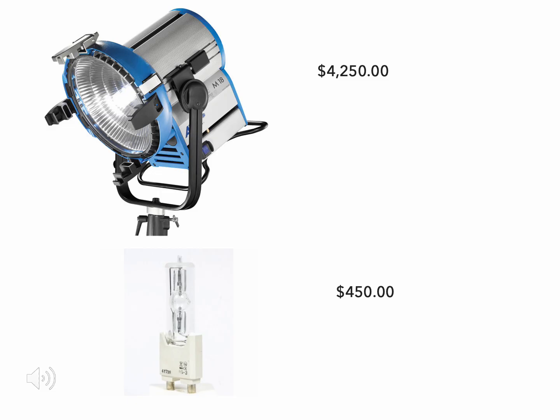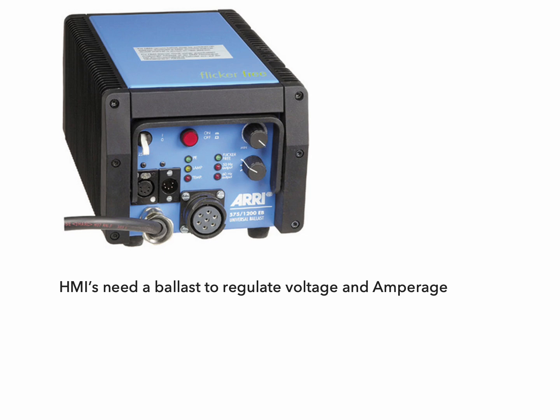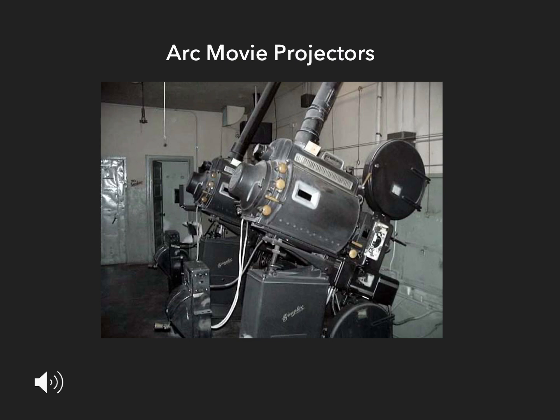The HMI light lasts for hundreds of hours. It's a very efficient light and produces a lot of light for the amount of power it consumes. Although, as you can see by the price, they are quite expensive. Arc lighting technology is even used in projectors for large movie theaters.